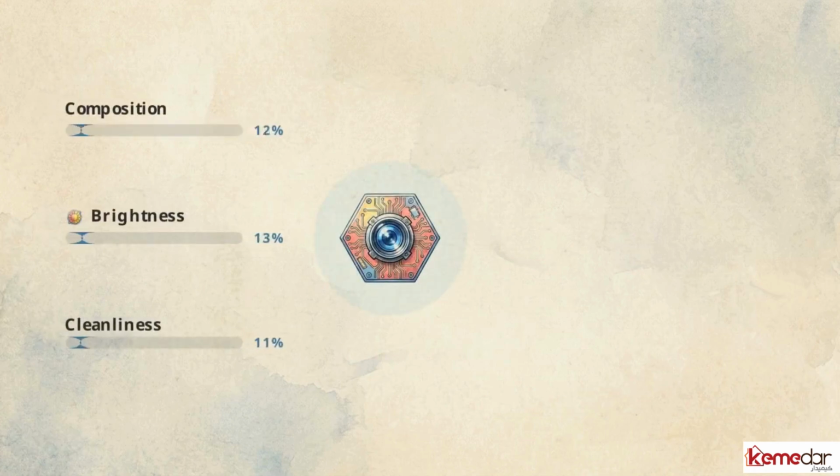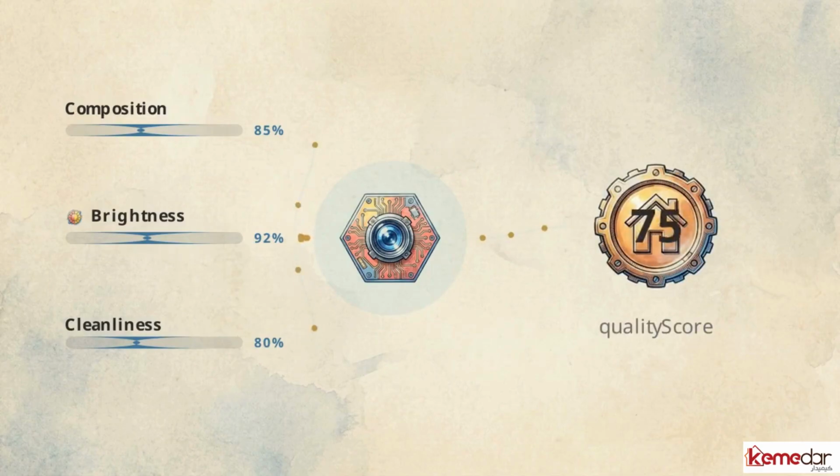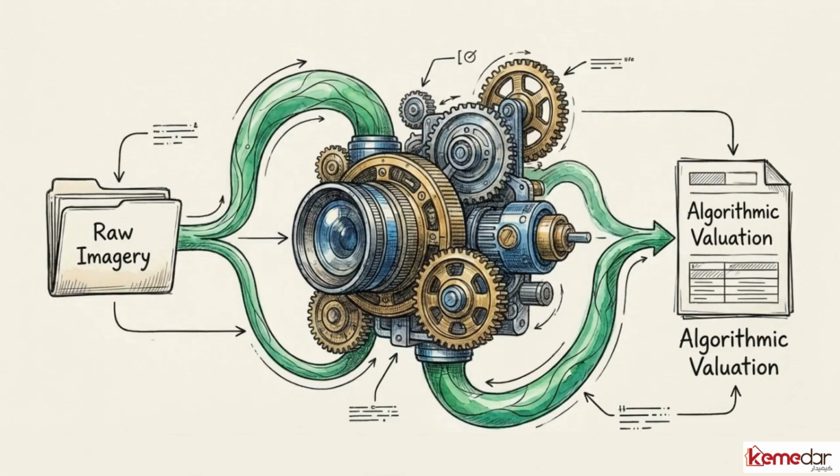Finally, the vision model evaluates the composition, brightness, and cleanliness of the shot, assigning an overall quality score integer from 0 to 100. This structured JSON payload, detailing materials, issues, and image quality, now serves as the quantitative foundation for all subsequent business logic and algorithmic pricing on the platform. With the visual data extracted, the system moves to business logic through algorithmic pricing alignment.